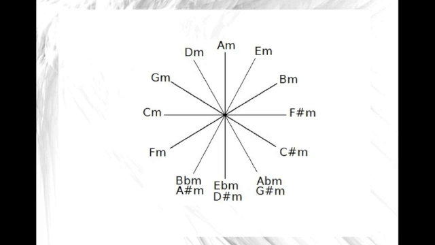Now we move to the minors. The same thing again, it's got the same sharps and same flats associated with them, but this time these are the relative minors to the major chords. So A minor at 12 o'clock contains no flats and contains no sharps. E minor contains one sharp, F sharp. So it's the same sharps that you saw in the majors, except these are the relative minors.